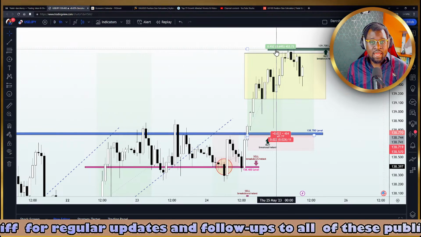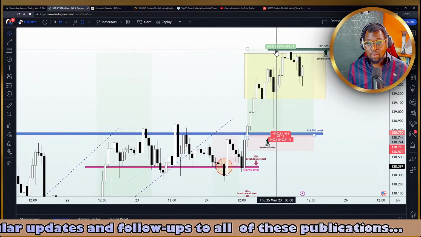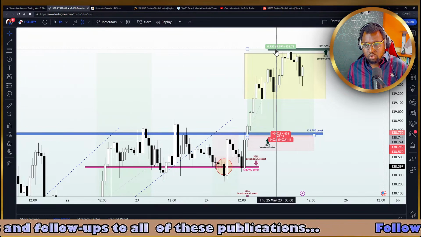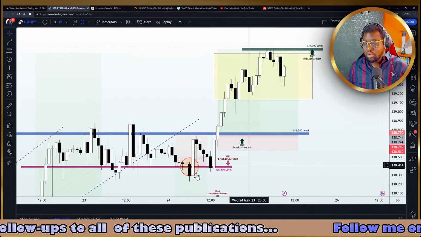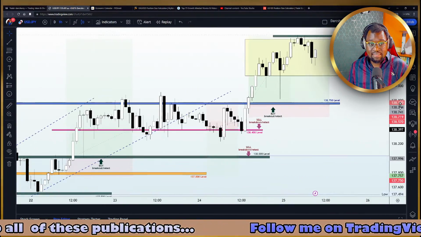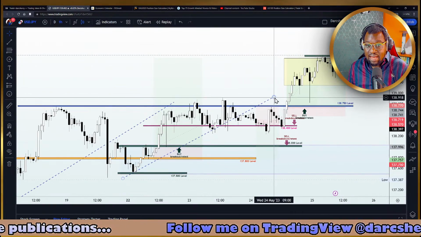So now that we are going into the London and New York session today, what is going to be our plans? How do we intend to trade the USDJPY for today? Well, things are still looking very, very bullish in this market, as price action, as you can see, since the beginning of the week, has consistently found higher highs and higher lows.